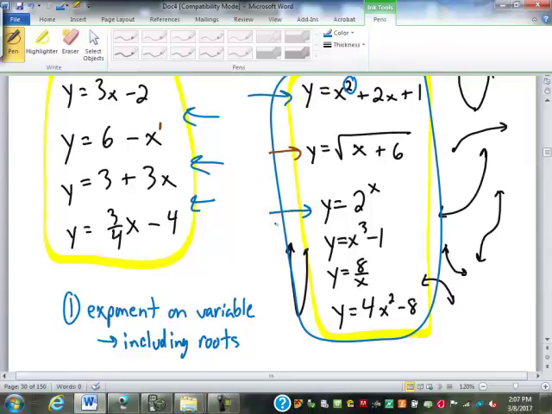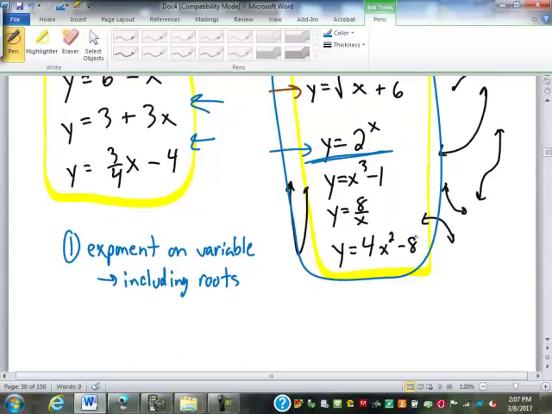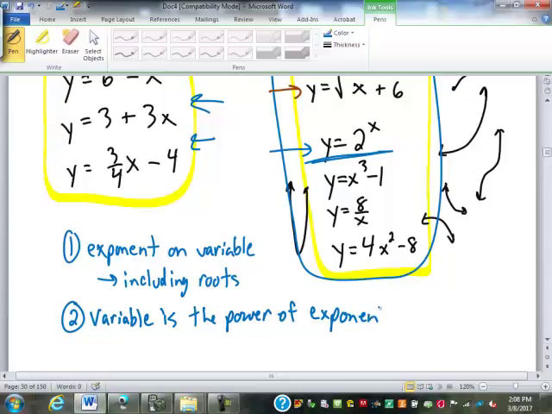Now this third one has an exponent, but what's different about this exponent? Okay, yes. The variable is the power of the exponent. So it's the x is actually in the power itself. Now this one here, it's an exponent again, it's x to the third. So that's going to be the same as the first rule we had here. How about this one? Y equals 8 divided by x.